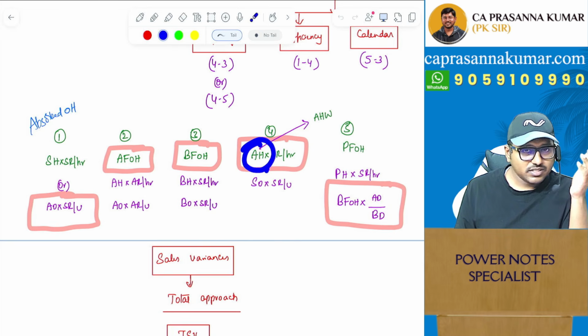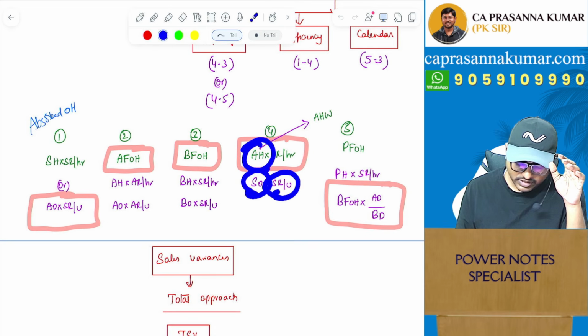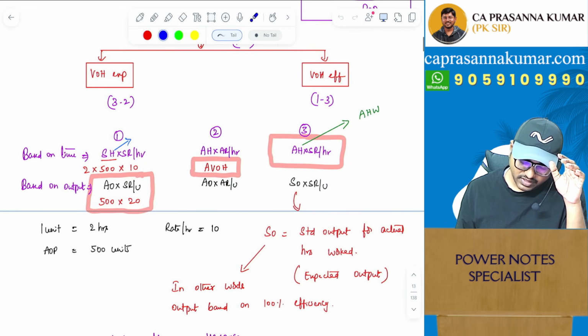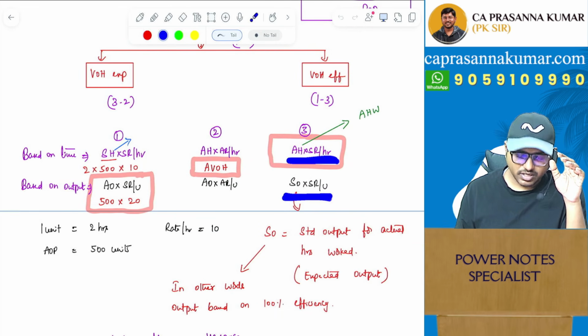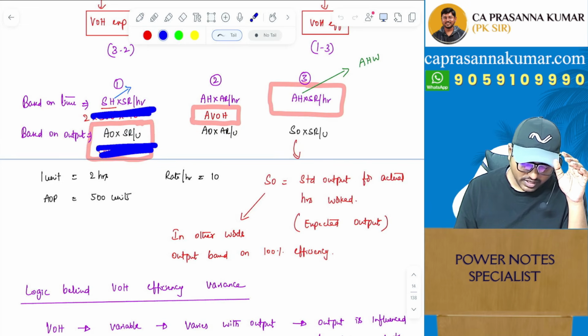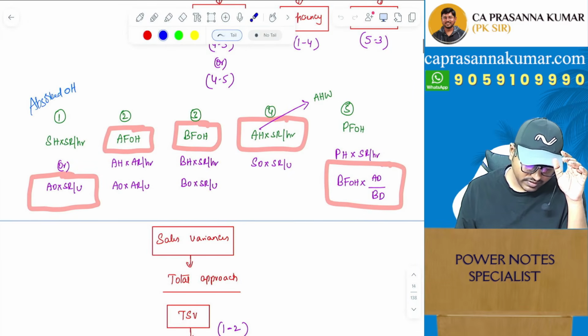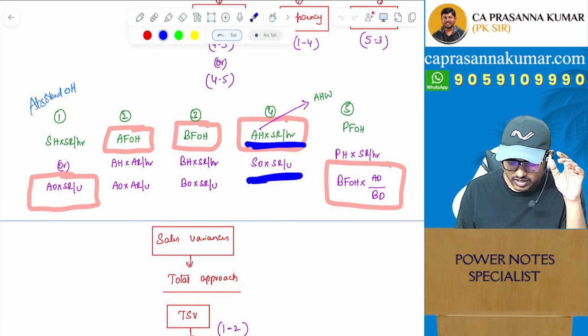If there is AH, the alternative formula will be opposite, SO into SR per unit. That's what we have seen here as well. AH into SR per hour or SO into SR per unit. SH into SR per hour or AO into SR per unit. Same stuff here. SH into SR per hour or AO into SR per unit. AH into SR per hour or SO into SR per unit.